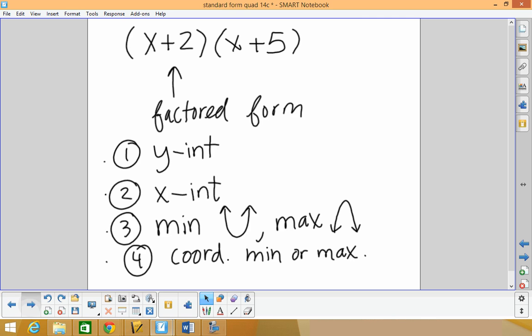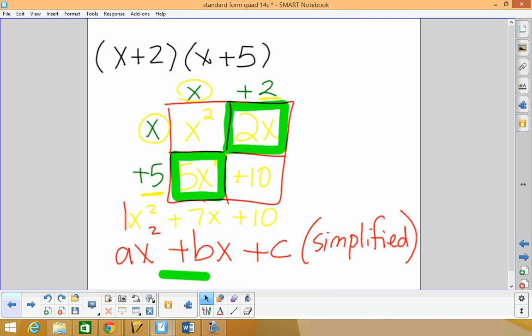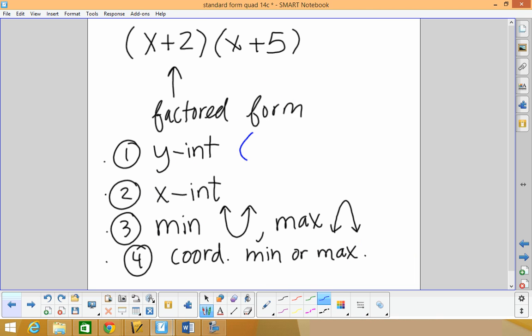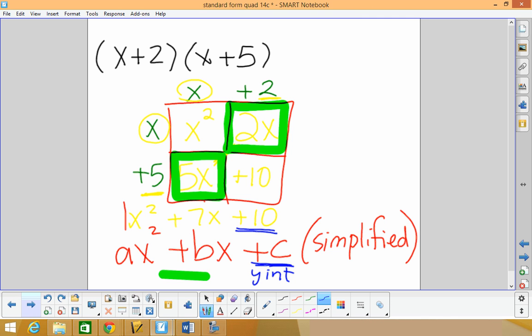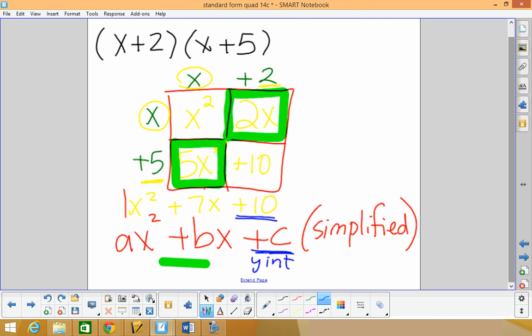Okay, so how do we figure out what the y-intercept is? Well, the y-intercept is the c. Y-intercept is the c part of your standard form. So what's our c value? It's 10. So our y-intercept is 0 on the x, 10 on the y. Okay? Now let's go figure out what these x-intercepts are.